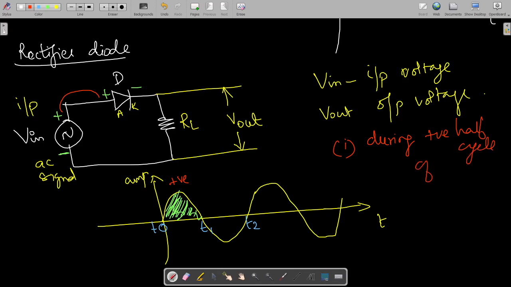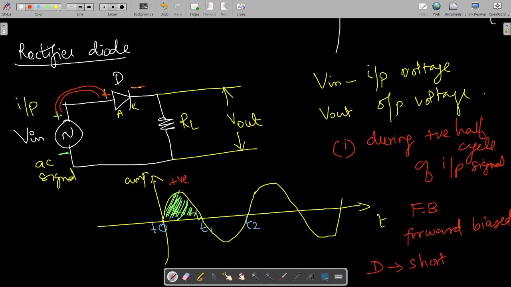Positive half cycle of the input voltage, or the input signal, V in. So when V in is positive like this, this becomes plus and this becomes minus. We know already this is positive and this is negative always. So when this plus is connected to this plus, the diode is getting forward biased. Understand that the diode is called forward biased. During the forward bias condition, the diode acts like a short circuit.